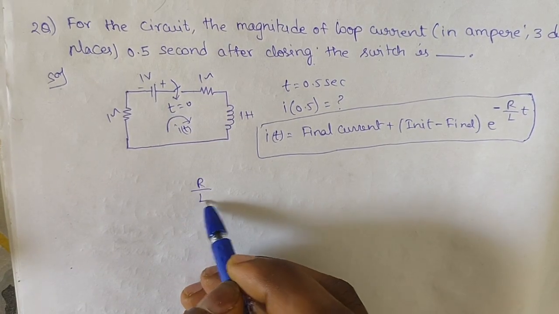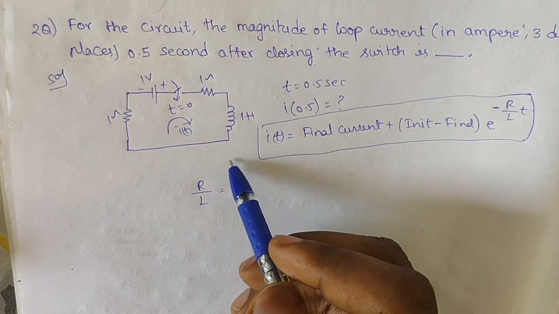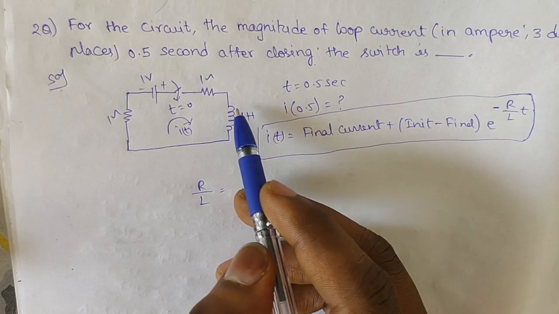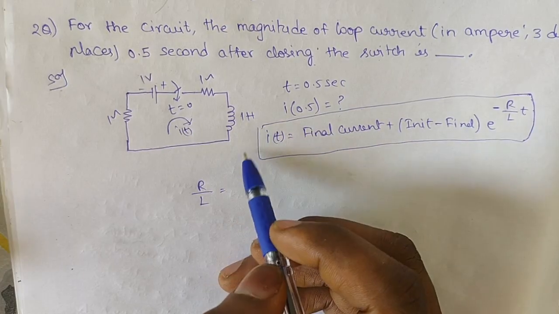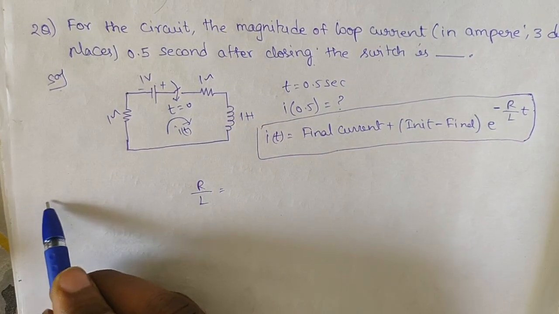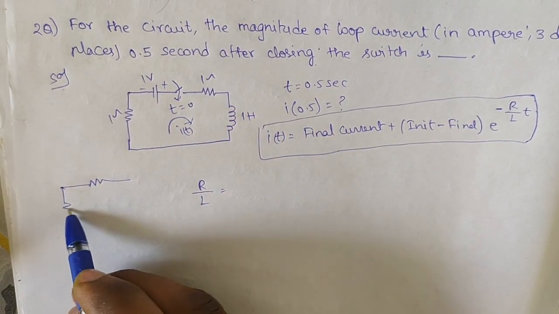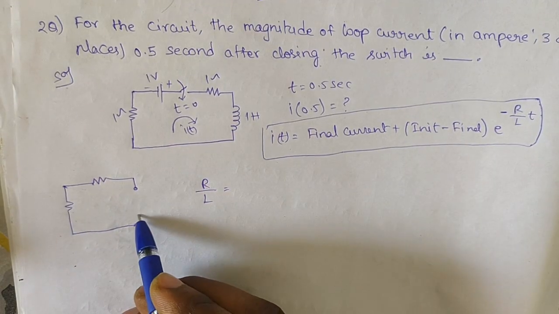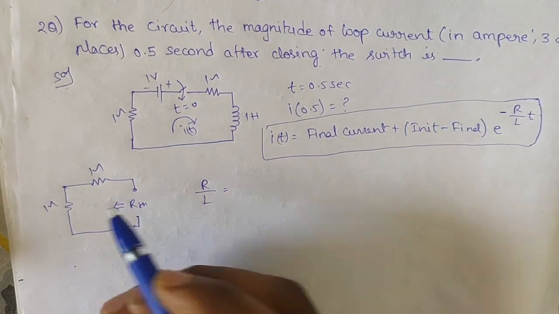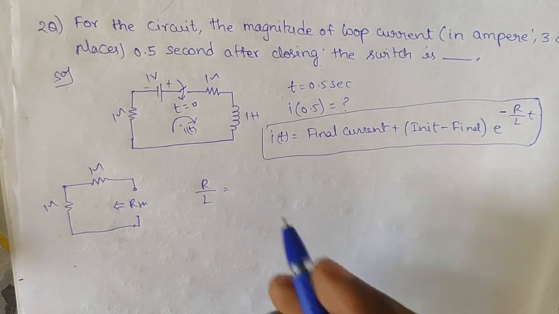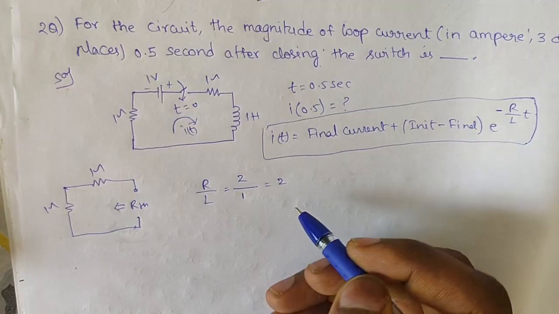R by L. The total resistance value, looking from this inductor, we need to find RTH. Looking from the inductor, we need RTH. So the voltage source is short circuited, and from the inductor place we find the RTH value looking from here. There is a 1 ohm resistor and a 1 ohm resistor, so the total RTH value is 2. The R by L value is 2.